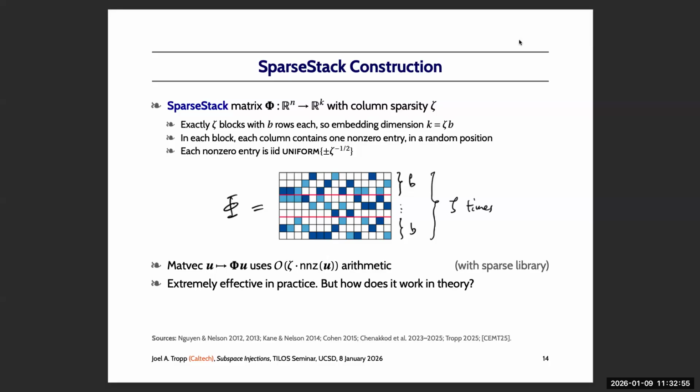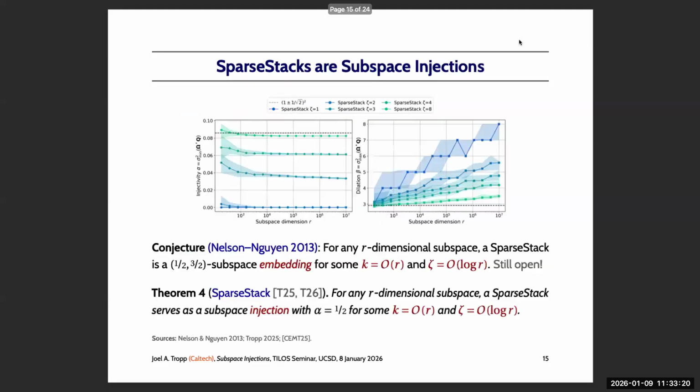So these matrices are extremely effective in practice, as we've seen. They're a lot faster than Gaussians, and the quality of the low-rank approximations we computed was just as high. But we don't really understand these things. And so there's a challenge as to the theoretical underpinnings for the application of these matrices in computational linear algebra.